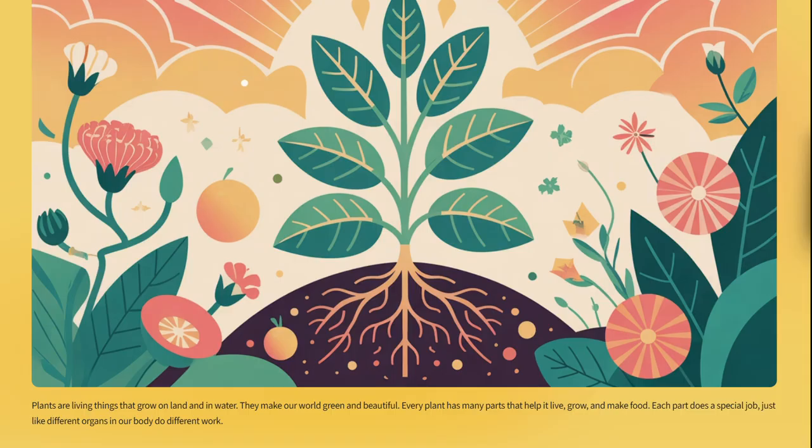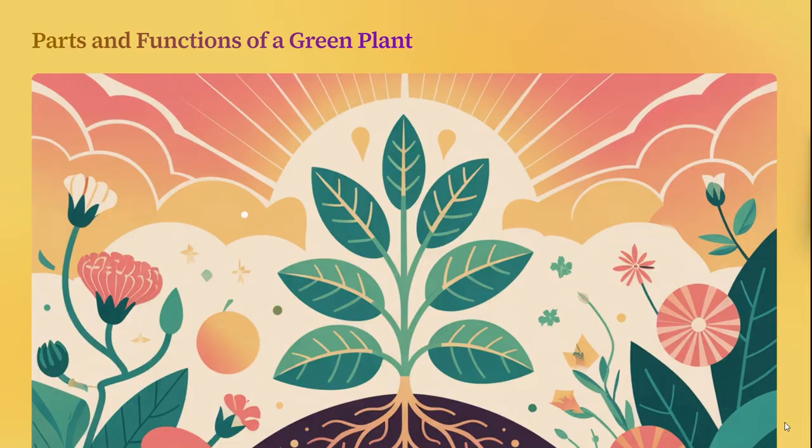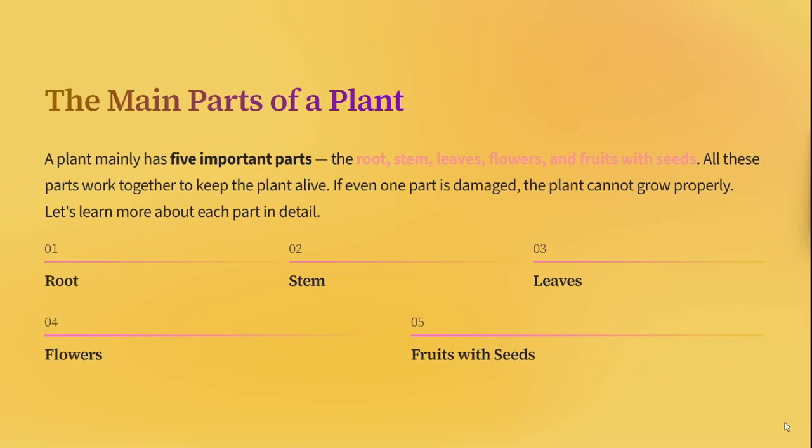Introduction to plants. Let's start with the basics. Plants are living things. That means they can grow, breathe, and make their own food, but they are quite different from animals. Animals need to eat food made by others, but plants? They make their own food using sunlight, air, and water.